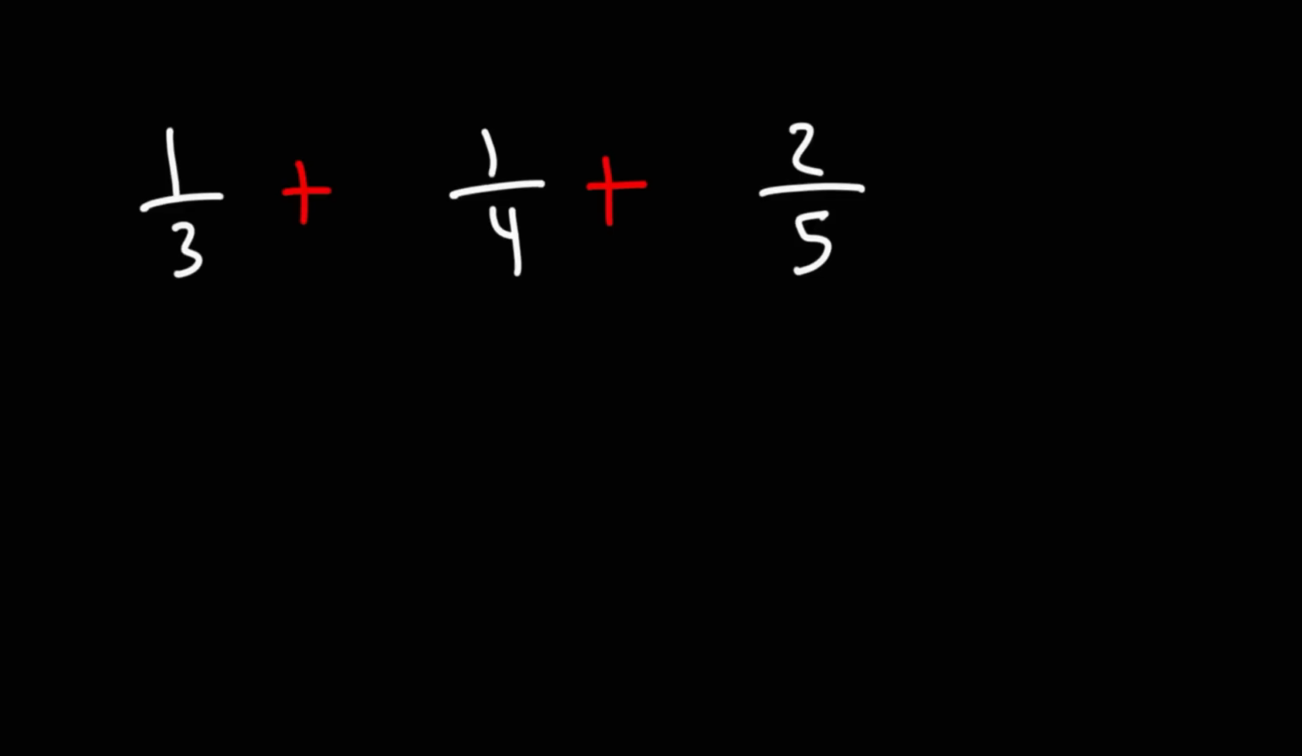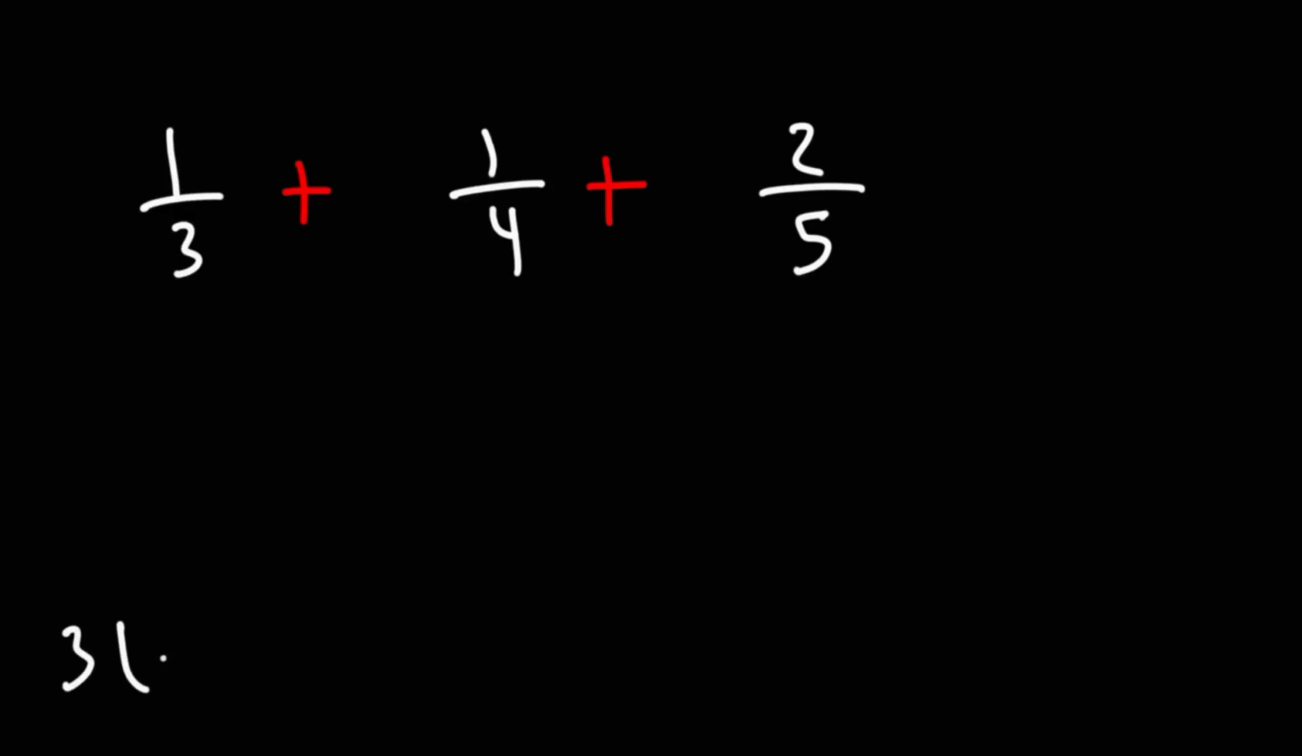In today's lesson, I'm going to show you how you can add three fractions together, that is, three fractions with different denominators. Before we can add these fractions together, we need to get a common denominator. A quick and simple way to find a common denominator is to multiply the three denominators of these fractions.